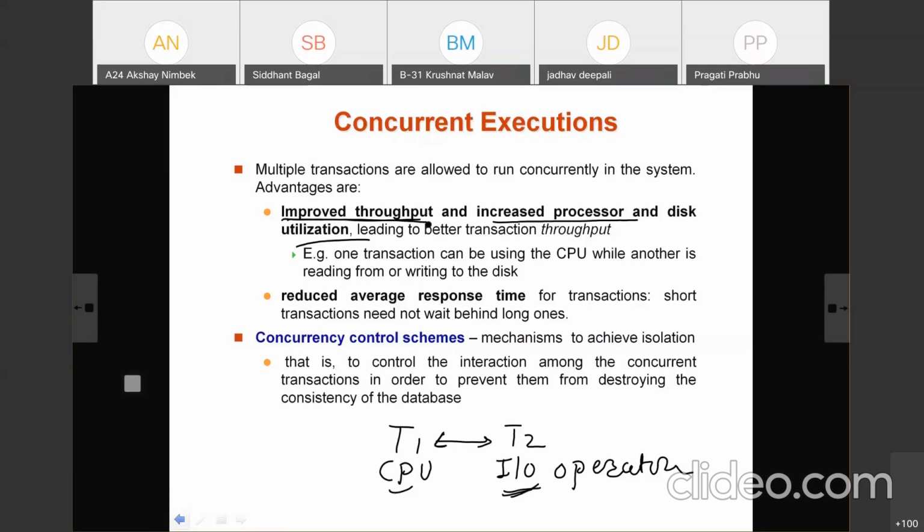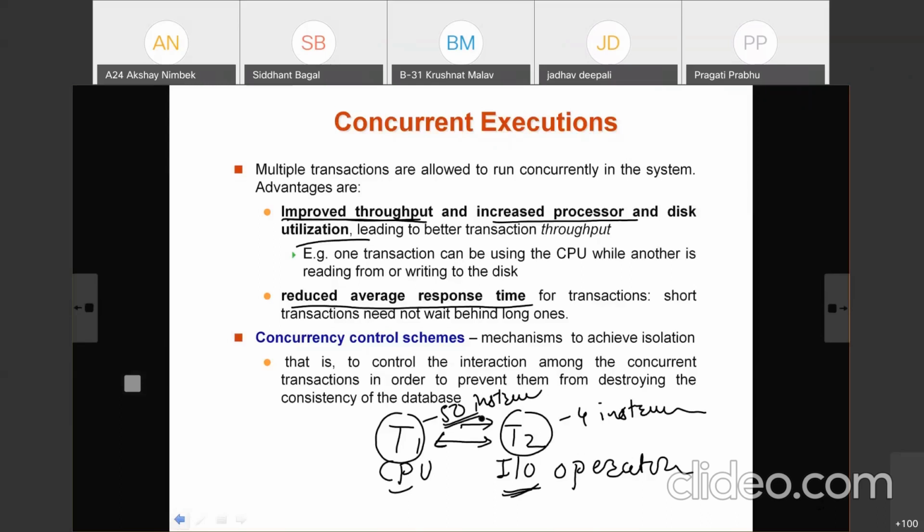Another important advantage is reduced average response time. Now suppose transaction T2 is very short, of only 4 instructions. Consider that transaction T1 is of 50 instructions and transaction T2 is of 4 instructions. If we execute serially, first we complete T1 and then we go for T2. Then T2 has to wait until all these 50 instructions are executed.